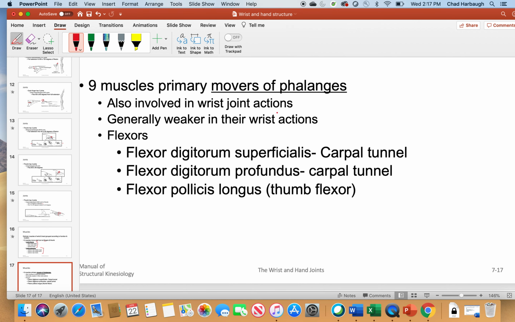The primary muscles that move the phalanges are also involved in wrist action. They're very weak in wrist action, but we see the flexor digitorum superficialis, which is going to move the interphalangeal joint. And then we see the flexor digitorum profundus, which is going to move the distal phalangeal joint. We also have a specific flexor pollicis longus. Anytime you see the word pollicis, it's associated, the Latin term for the word thumb.